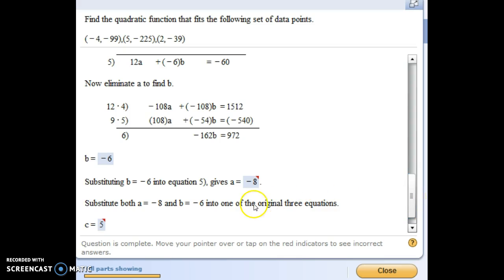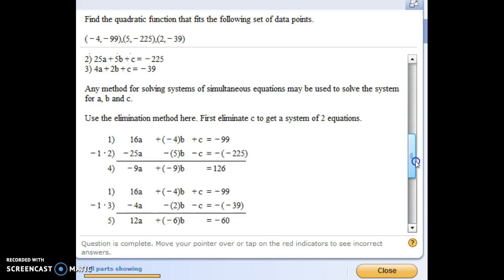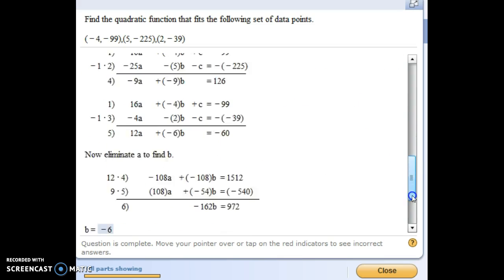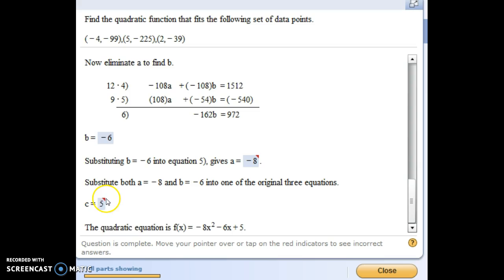And then now that you know what a and b are, you can go back to any of these three equations. It does not matter which one you pick. Plug in the value for a, plug in the value for b, and all you'll have left is c to solve for. And that's how you would solve and find the quadratic function that fits 3 points.